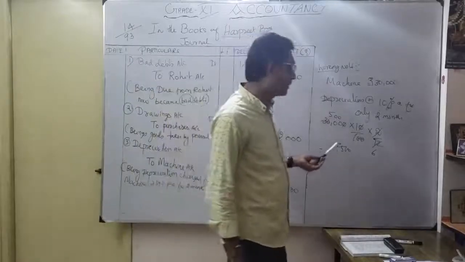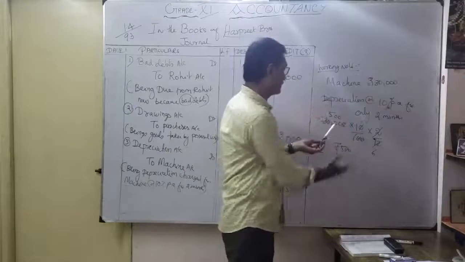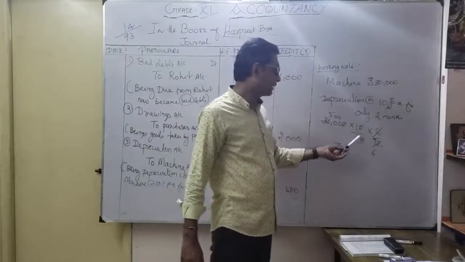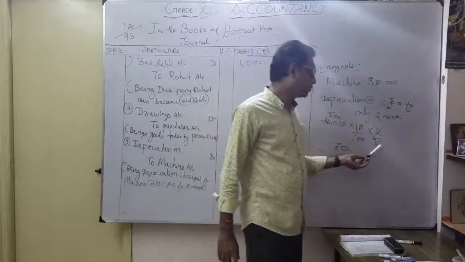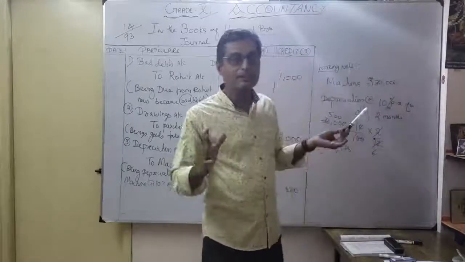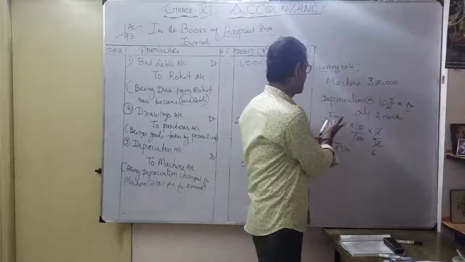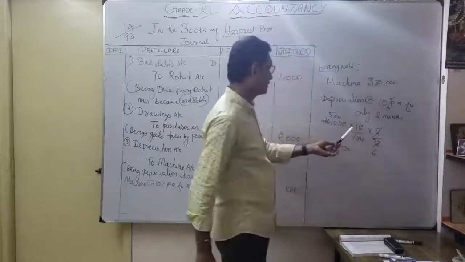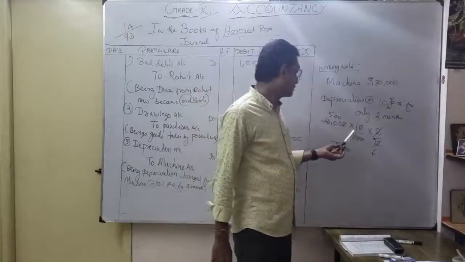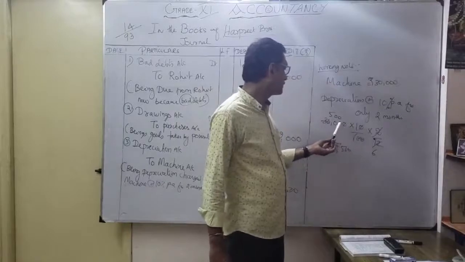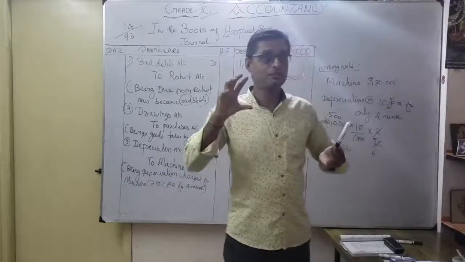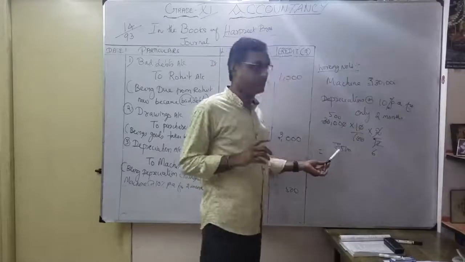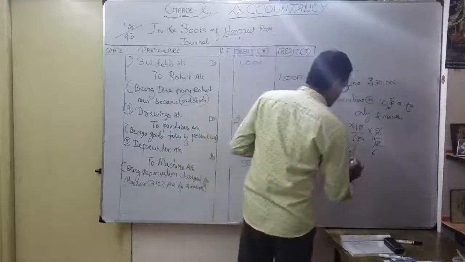How do you calculate 500? From the information here: 30,000 into 10 by 100 into 2 by 12. We get 500. Why 2 by 12? There is a whole year here, but there is no need. Simply you have to deduct 30,000 into 10%, and you will get 3,000. But here only 2 months will be calculated, for utilization of only 2 months. That's why it becomes 500. The 500 is the depreciation value.